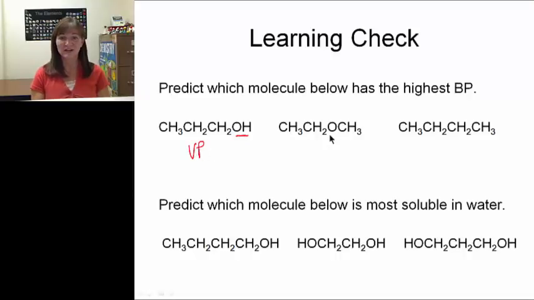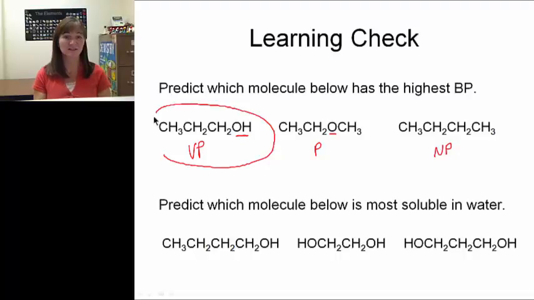Over here I have an oxygen, but it's not bonded to a hydrogen, so this one's just polar. And my last choice is a hydrocarbon, so it's nonpolar. So you're going to memorize: as the polarity increases, boiling point increases. So we are going to pick this molecule to have the highest boiling point.